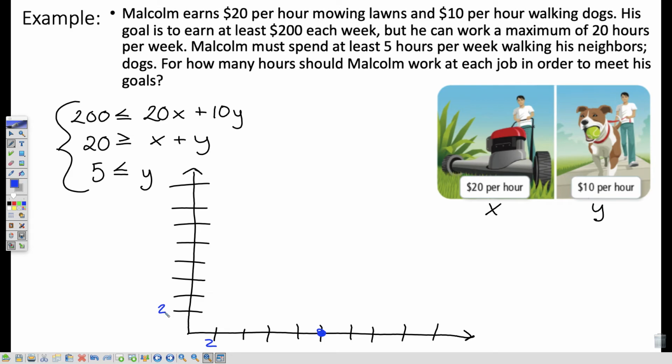I'm pretty sure. If I have 0 x's and I have 200 is less than 10y, how would I solve that algebraic equation? Divide by 10. So 200 divided by 10 is what? 20. 2, 4, 6, 8, 10, 12, 14, 16.